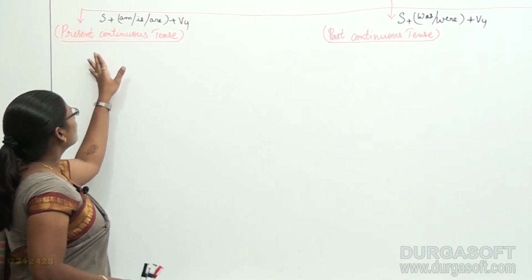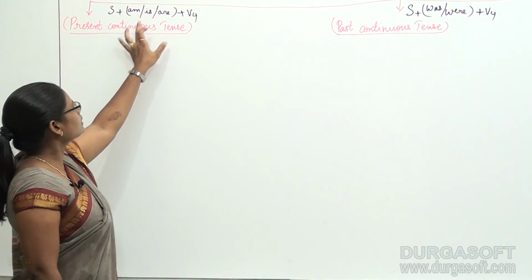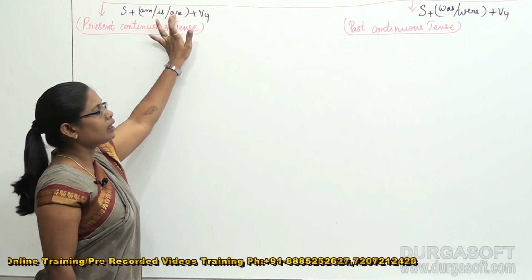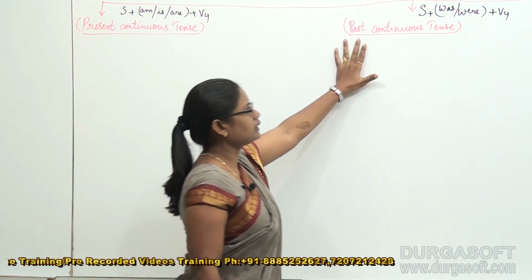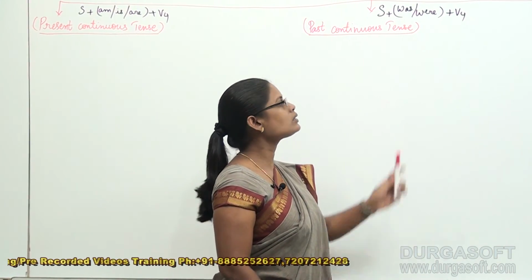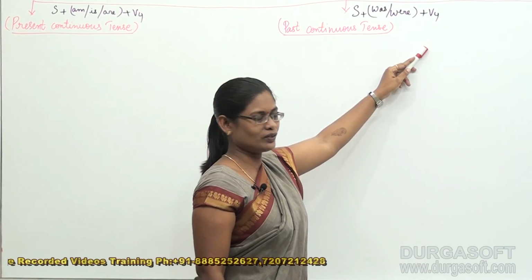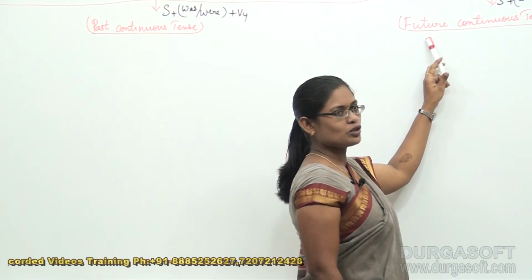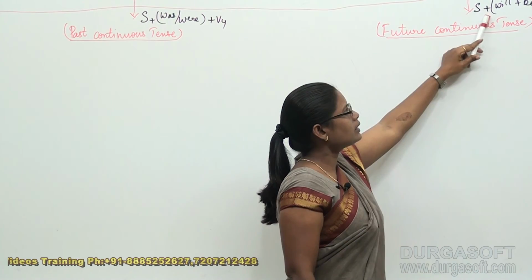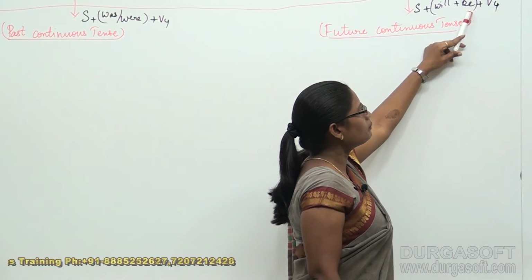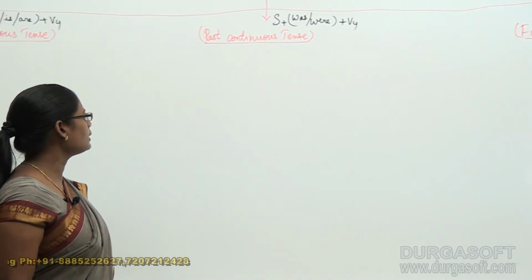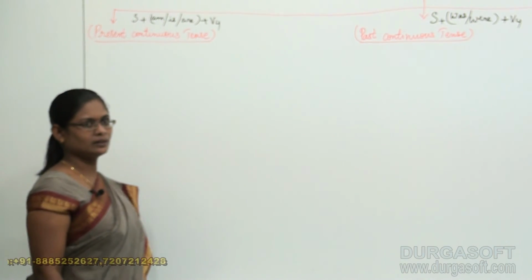Now, when coming to present continuous, this is the structure that is provided for us: subject plus am, is, are plus V4. And coming to past continuous tense, the structure provided is subject plus was or were plus V4. Same as, coming to future continuous tense, the structure provided is subject plus will plus be plus V4. That means all of you might have understood all the structures by this time, right?